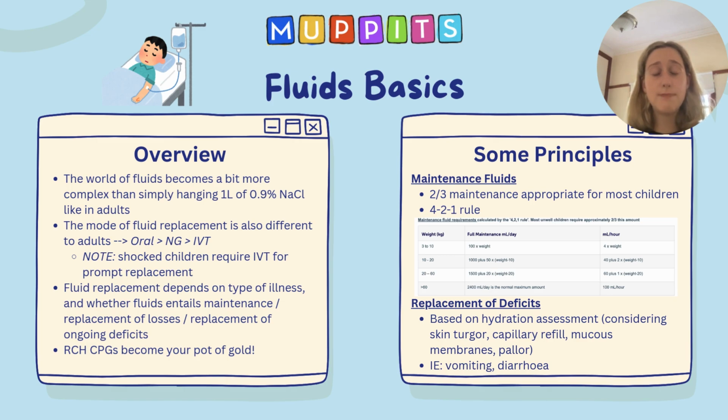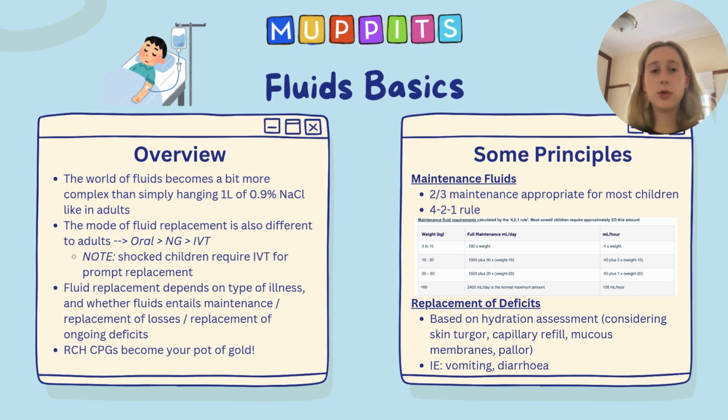You'll hear the term maintenance fluids thrown around a lot, particularly on Gen Med. And for most children, what we call 2/3 maintenance is going to be appropriate. This is because if we give full maintenance, this can sometimes trigger syndrome of inappropriate ADH secretion. So that's why, particularly in respiratory illness, we like to keep it at 2/3 maintenance.